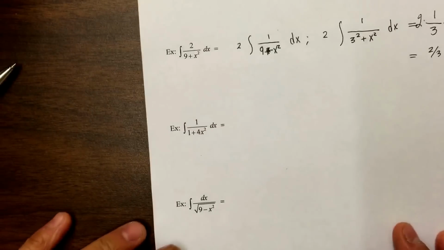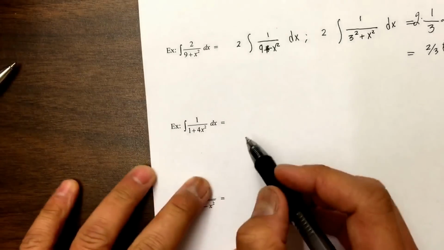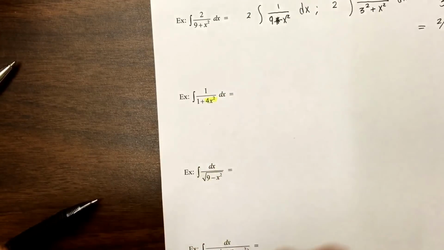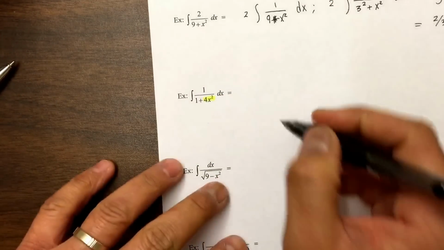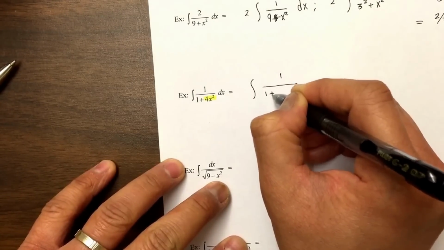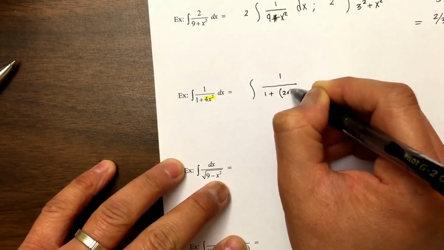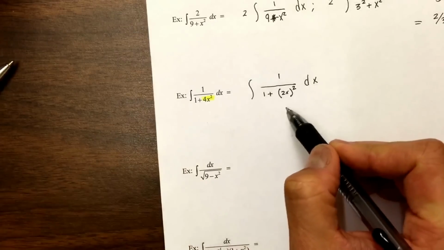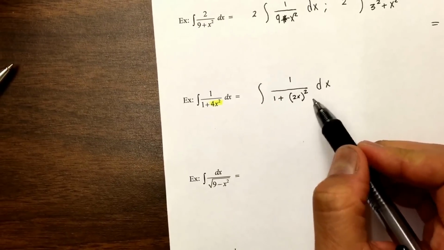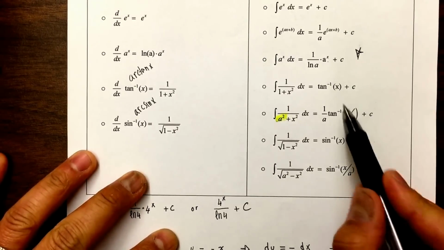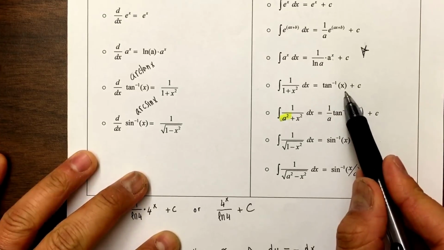So here's what we are going to do. The first thing we're going to do is we need to somehow turn this into something square, and that is definitely doable. 1 plus, turns out that is 2x squared, so we turn it into something square. See? Okay, so now we are ready to use this formula to complete the problem.